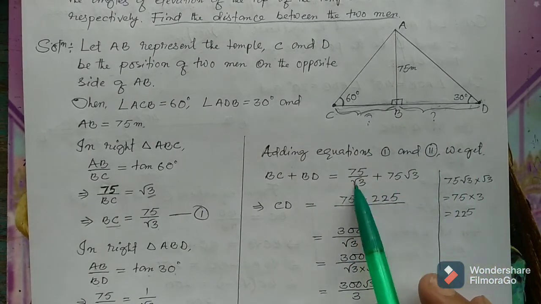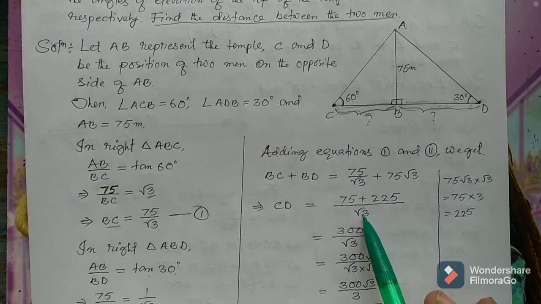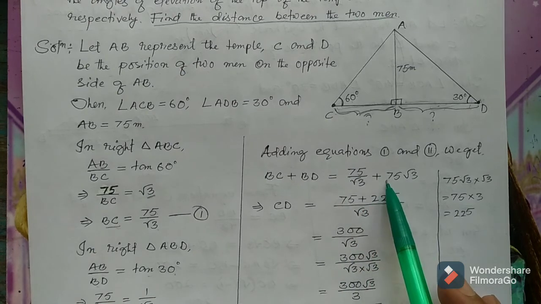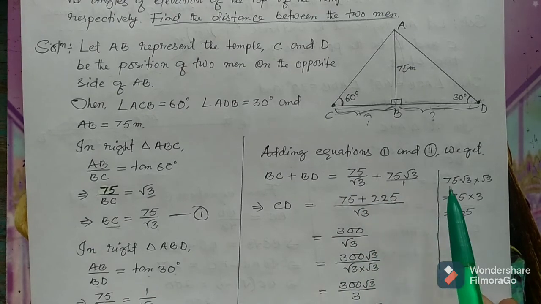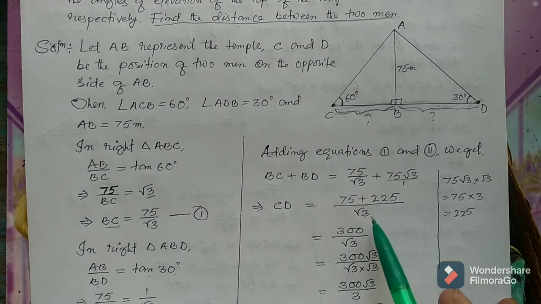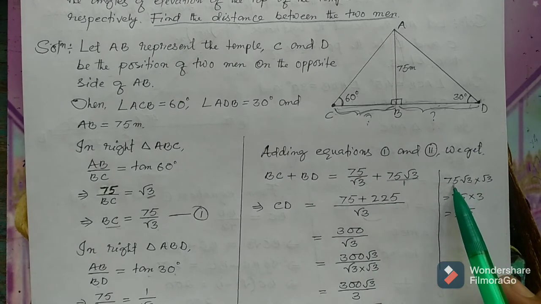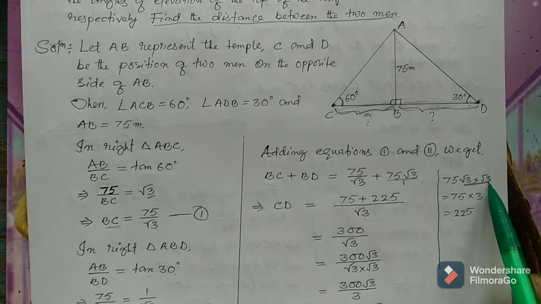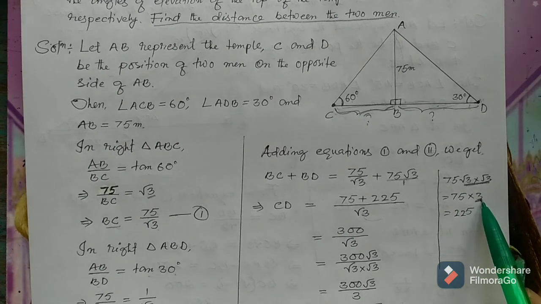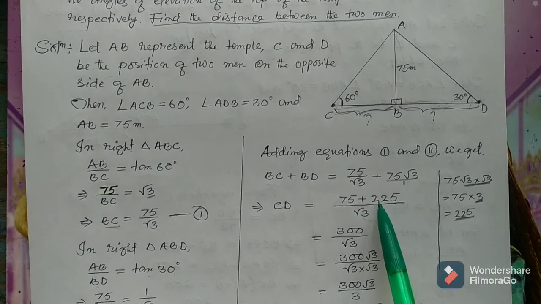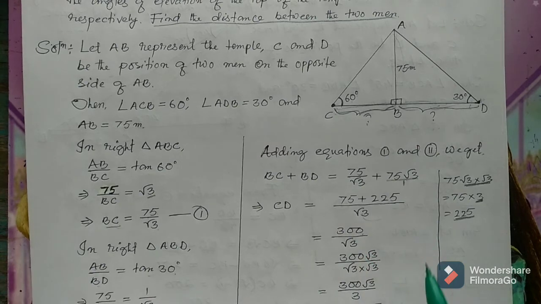And here to add these two we take LCM root 3, we divide LCM by denominator root 3, 1 into numerator 75, we get 75, plus here you can see denominator is 1. So divide root 3 by denominator 1, we get root 3. Root 3 into 75 root 3. Here I have written in rough column. 75 root 3 into root 3. Root 3 into root 3 is 3. So 75 into 3 is 225. And in the next step, we add 225 and 75, which is 300. 300 divided by root 3.